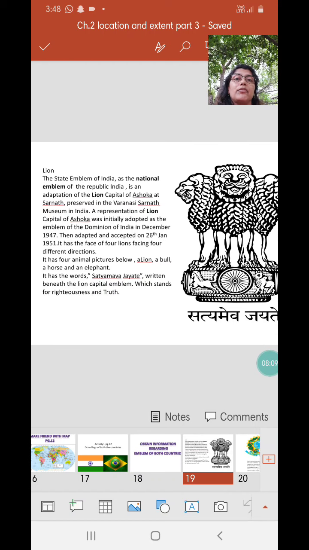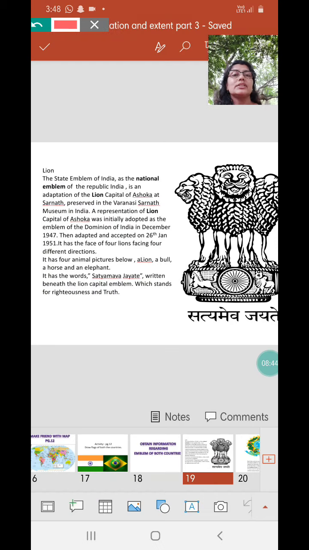The state emblem of India, also called the national emblem of the Republic of India, is an adaptation of the lion capital of Ashoka at Sarnath. It is preserved at Sarnath in Varanasi Museum. It's a representation of the lion capital of Ashoka, and it was adopted completely as our national emblem on 26 Jan 1951. It has the face of 4 lions facing the 4 directions, north, south, east, west.